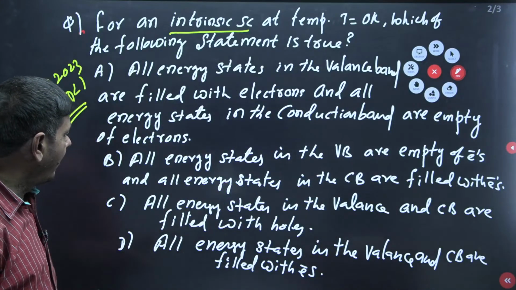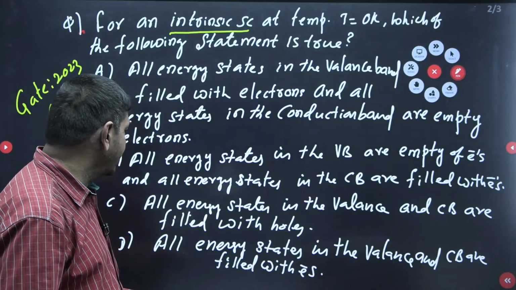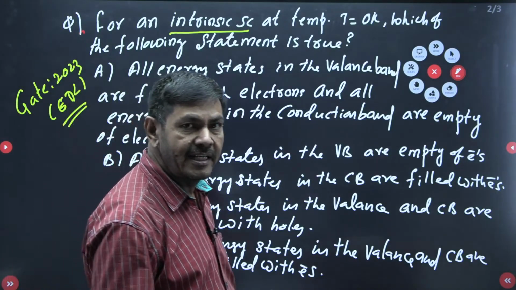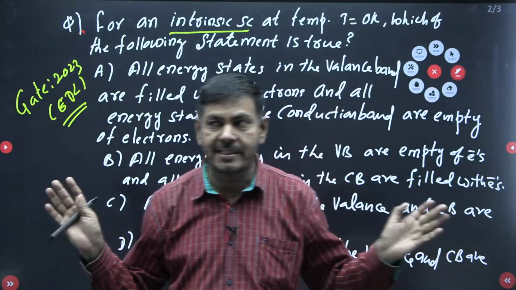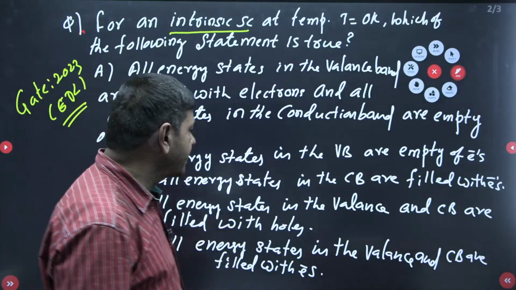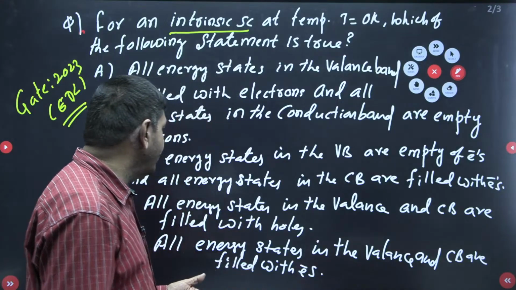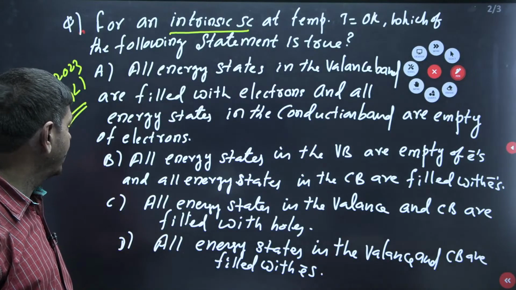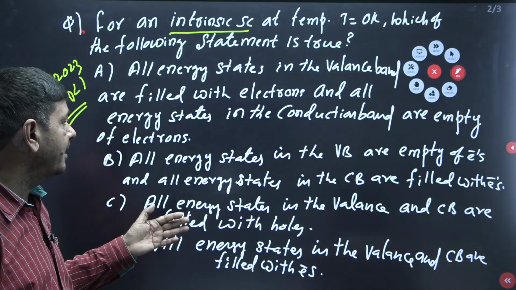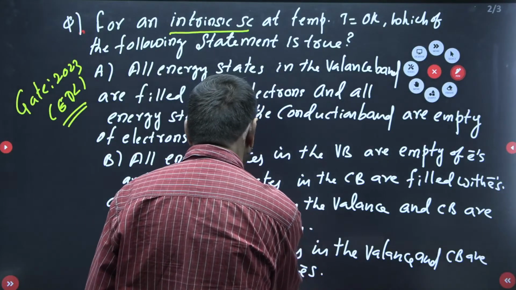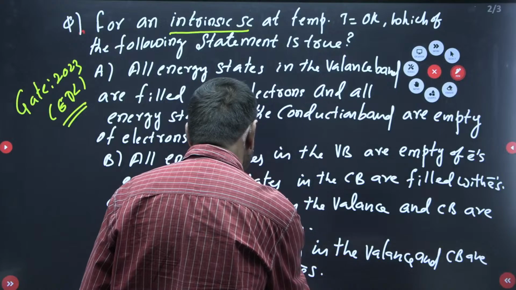Option C: all energy states in the valence and conduction bands are filled with holes. That means the valence band and conduction band are filled with holes only. He says option 3. What about option 4? All energy states in the valence and conduction bands are filled with electrons only.